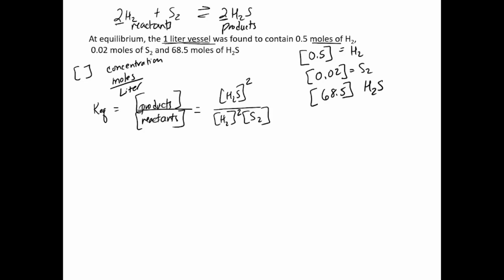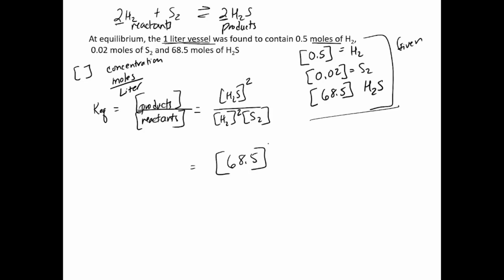Once I have this part of my equation written out, then I can simply plug in whatever numbers they've given me. All of this information was given to you in the problem. If you read through the problem, there will be certain pieces of information that will be given to you. Okay? So we can take this information and we can plug it into our KEQ expression. So our concentration of H2S, okay, that was given to us. That's going to be 68.5.